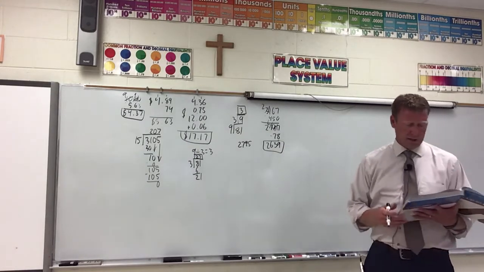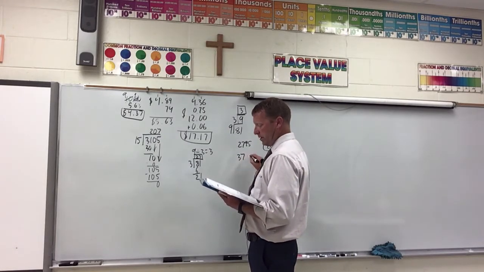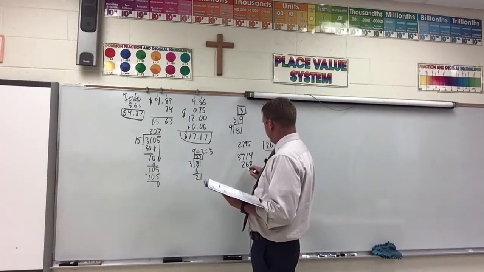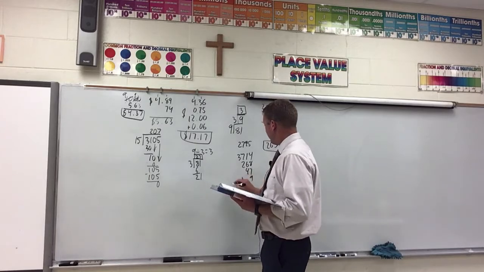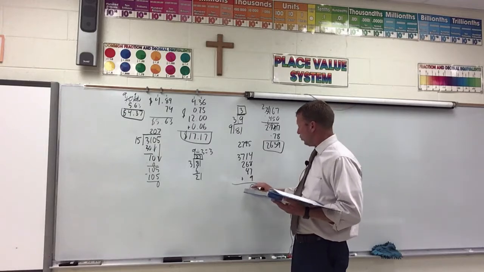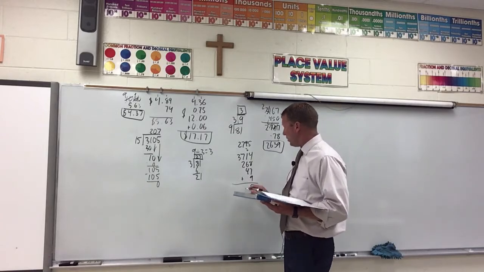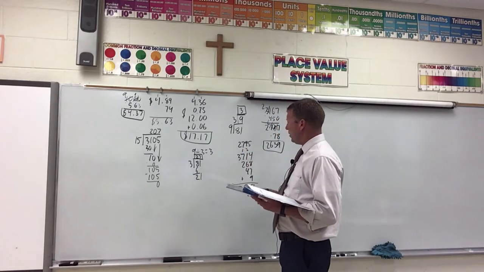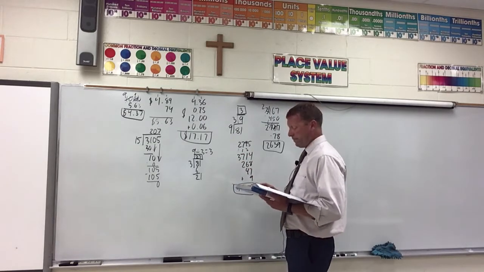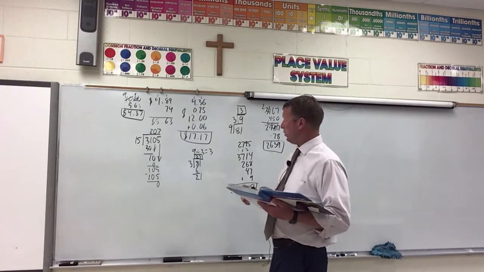Next one is 23. 23 is a big addition problem. We just have to make sure we line things up. 3,714 plus 268 plus 47 plus 9. 4 plus 8 is 12, plus 7 is 19, plus 9 is 28. Carry the 2. 2 plus 1 is 3, plus 6 is 9, plus 4 is 13. Carry the 1. 1 plus 7 is 8, plus 2 is 10. Carry the 1. 1 and 3 is 4. I have 4,038.